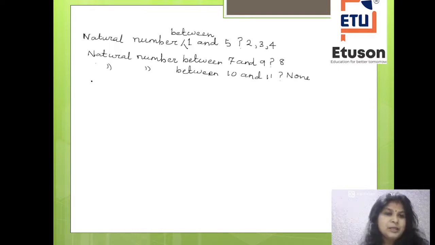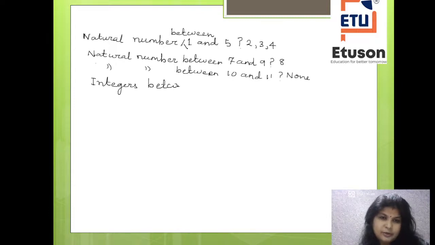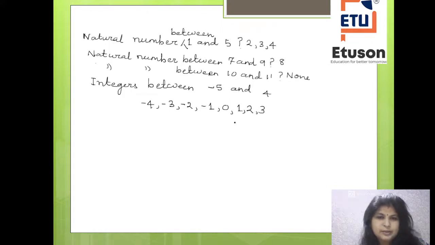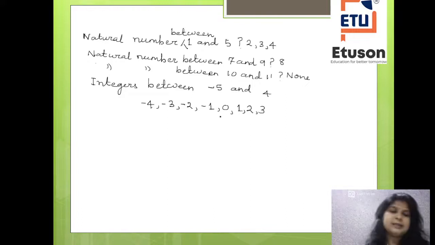Correct or not? Now coming to integers. Suppose I ask you to write down the integers between -5 and 4. In that case what will you write? You will start from -4, -3, -2, -1, 0, 1, 2, 3. Correct or not? So these are the integers in between -5 and 4.